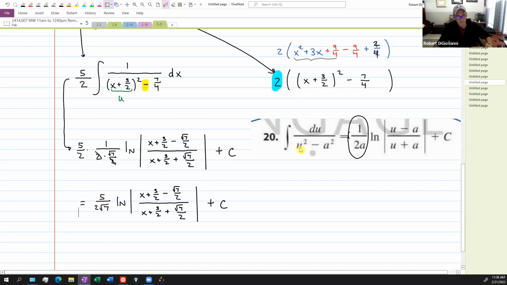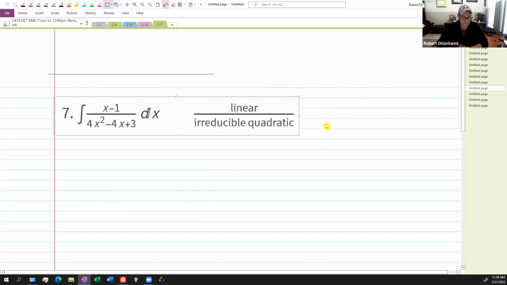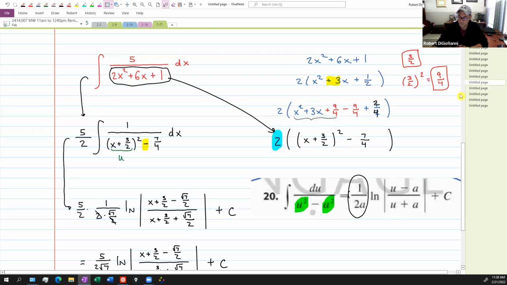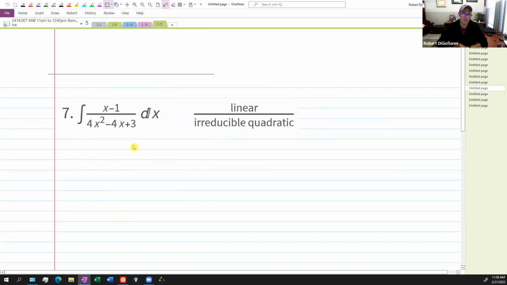This here in green, this is a quadratic, right? But it's missing the x term or the u term. And you're either going to have pluses between those or minuses. And then constant over an irreducible quadratic, we have to complete the square, and then it's going to be either formula 17, 19, or 20. Good? You sure? Okay. Yeah, all right. This is the one.